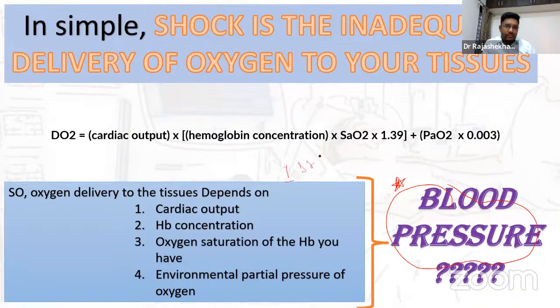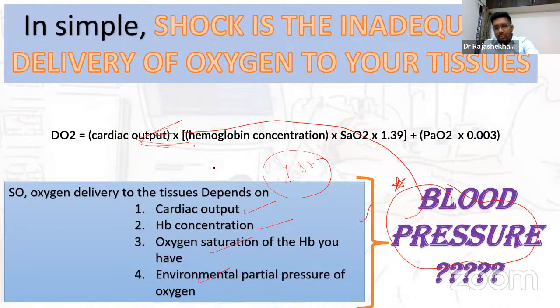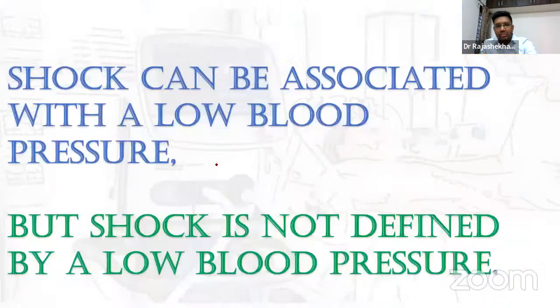The delivery of oxygen depends on the cardiac output, the hemoglobin concentration, the oxygen saturation, and the partial pressure. The blood pressure is not directly involved in delivering the oxygen. So patients can have inadequate oxygen delivery even with normal blood pressure. So the line here is that shock can be associated with low blood pressure, but shock is not defined by low blood pressure. So don't say that the patient is in shock just by seeing the blood pressure.